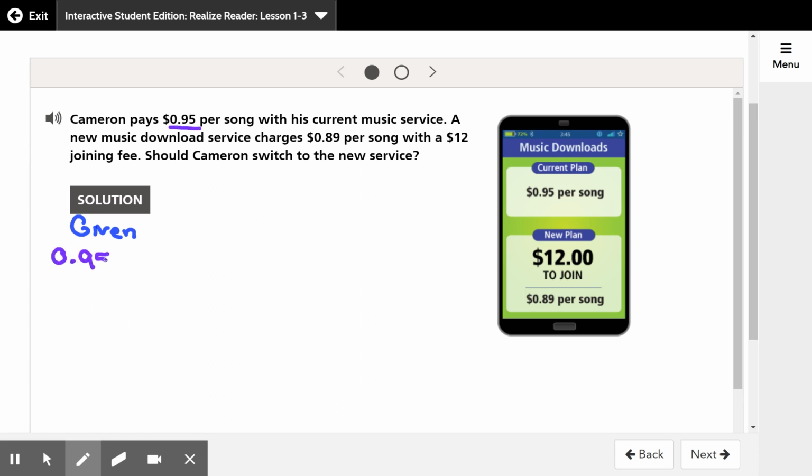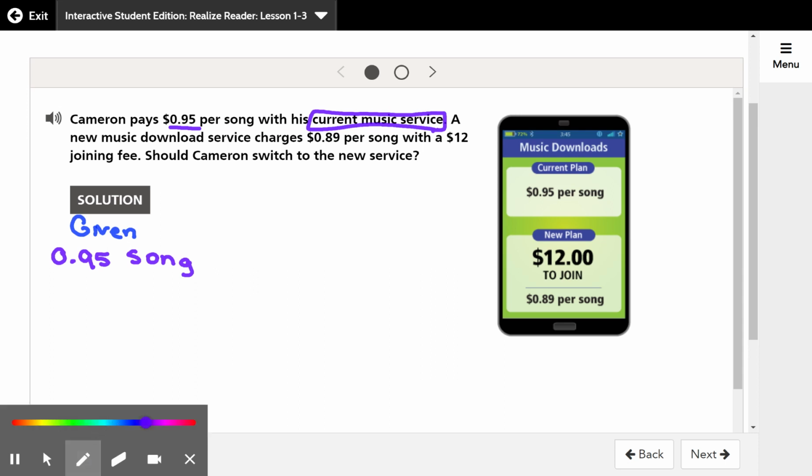per song. So if he gets one, it's 95 cents. If he gets two, it's $1.90. If he gets three, it's $2.85. I'm just adding those up. So this is 95 cents a song. Now, this is just for his current music service. So there's always going to be two different situations that you compare.